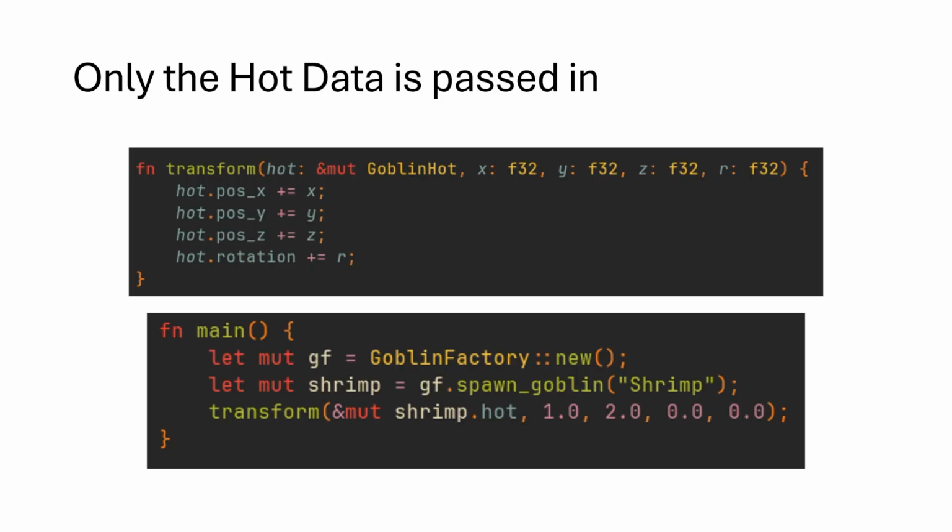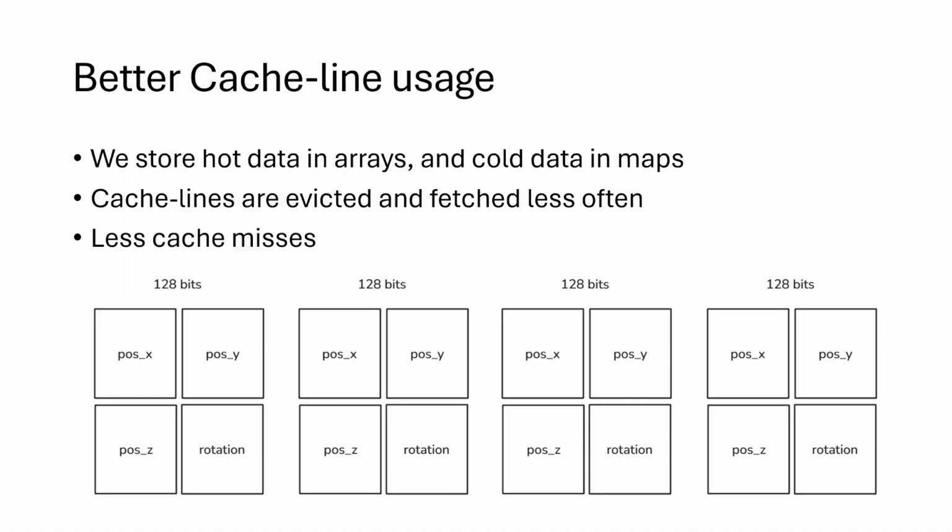So here is an example of how we are transforming just the hot data. At the top, it's a function called transform. It takes in all the relevant hot data and applies transforms to it. And then we have that same main function earlier, but adapted to this new method. So we are transforming just the hot data of shrimp, our goblin from earlier. But everything else is the same. And again, this is just an example. I want you to imagine that there's thousands of these goblins held in a vector, because that's how game worlds are actually composed typically. And this has better cache line usage.